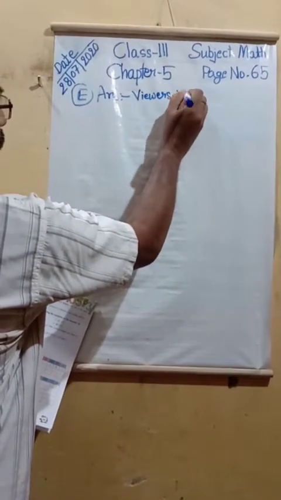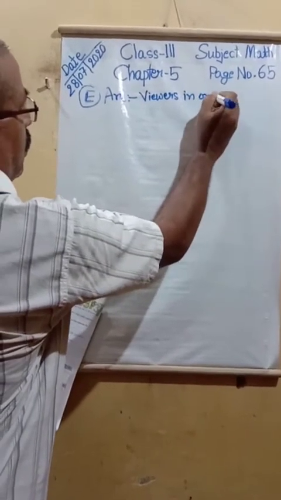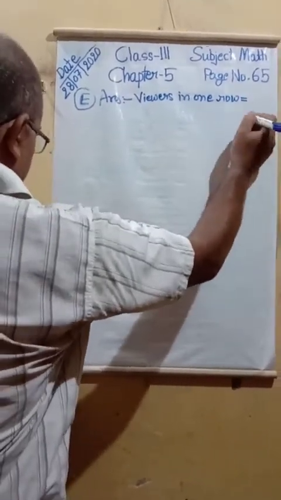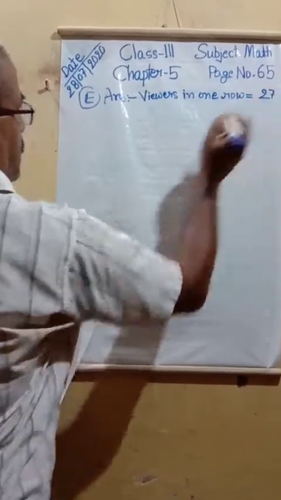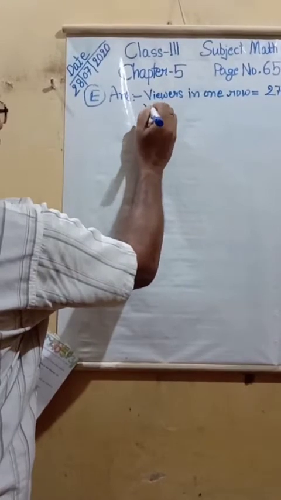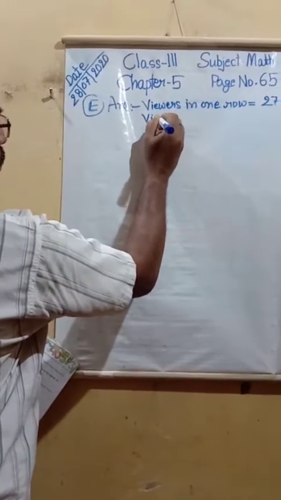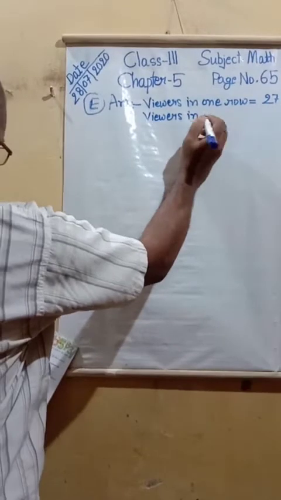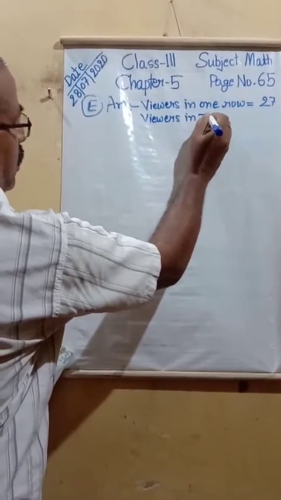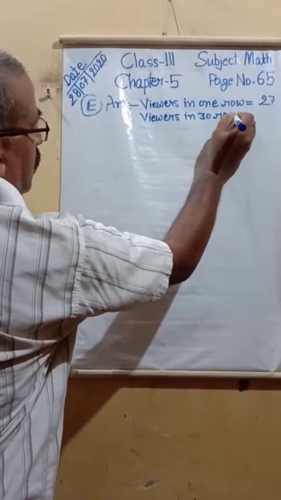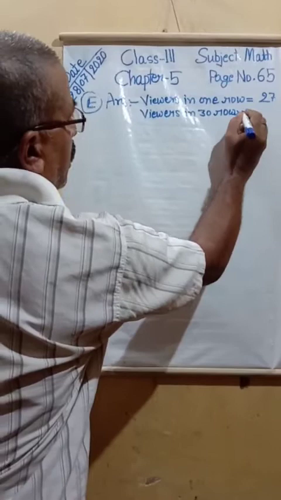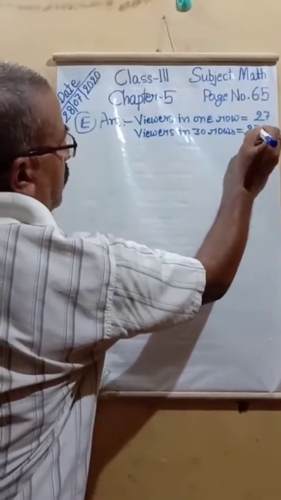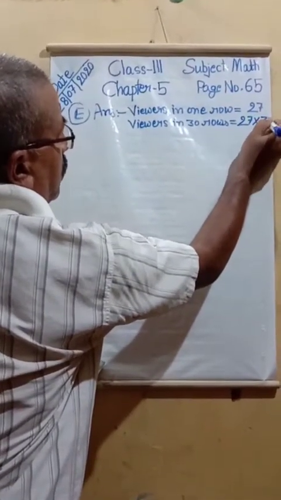Viewers in one row equal to 27. Then viewers in 30 rows equal to 27 into 30.